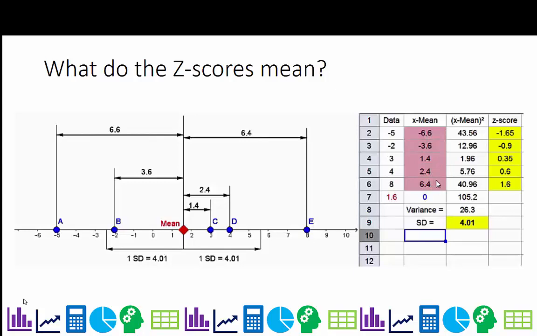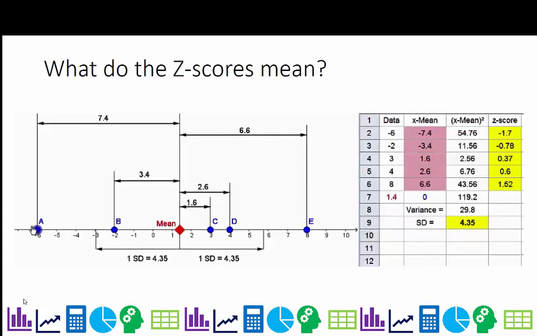Now to find the Z-score, all you do is take this value, in this case negative 6.6, and divide it by the calculated standard deviation. So 4 goes into negative 6.6, negative 1.65 times, roughly. I'm sure it's rounded. And as I move it around, so if I take this point and I move it further below, what happens to the Z-score?